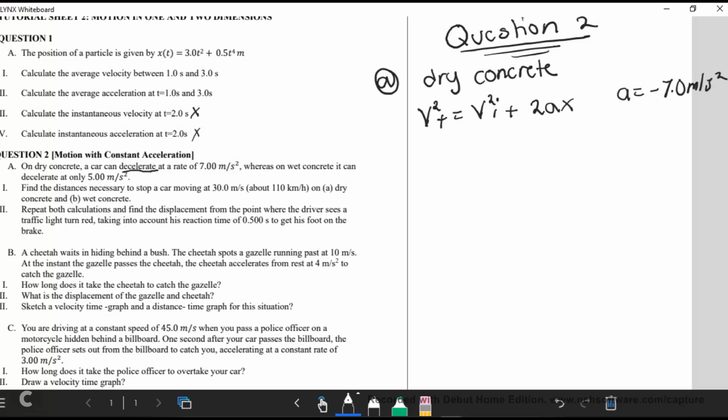So here they are saying that it was moving at what speed? It was moving at the velocity of what? If it was moving, meaning that it had no final velocity, the final velocity will be 0, but the initial speed at which it was moving is 30 meters per second. So what's your final velocity?